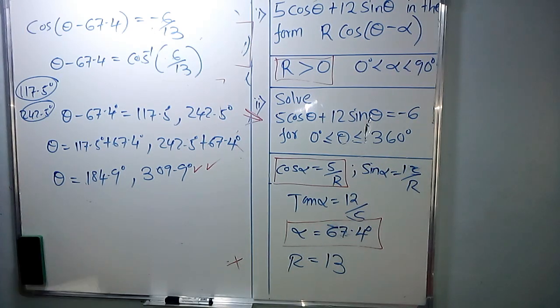So that is how we solve a problem involving a compound angle. That is the case of a compound angle with the cosine difference angle formula.